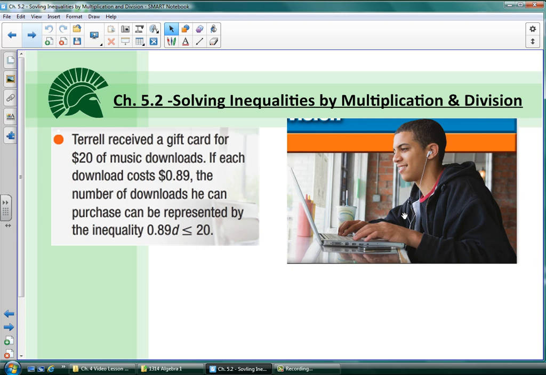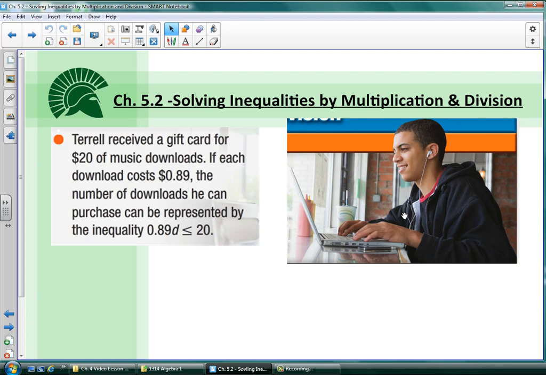So again, we're looking at the introduction, and Terrell received a gift card for $20 of music downloads. If each download costs 89 cents, the number of downloads he can purchase can be represented by the inequality. So this inequality just represents what you just heard. We're looking at solving inequalities by multiplication and division. That's chapter 5, section 2.